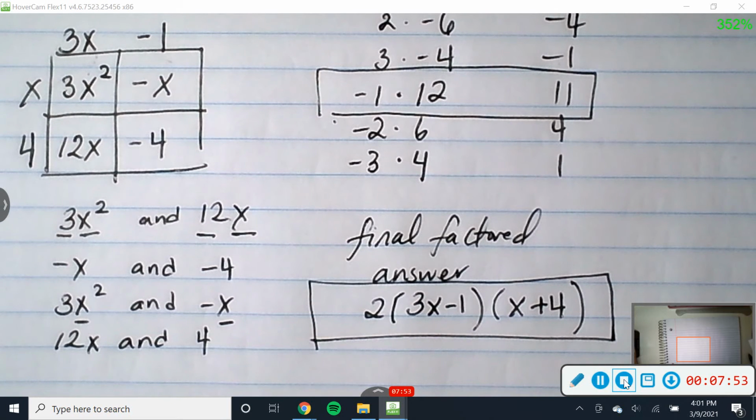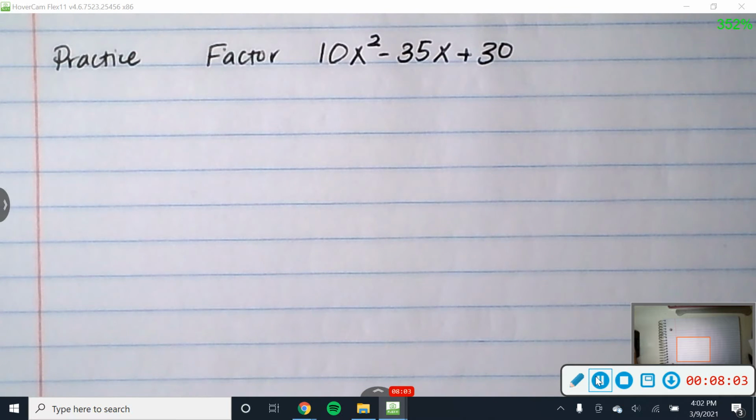Alright, now it's time for you to practice doing this on your own. So I'm going to put up the practice problem. I want you to solve it and then come back and check your work. Here is the practice problem. Go ahead and pause the video and try to factor this on your own.